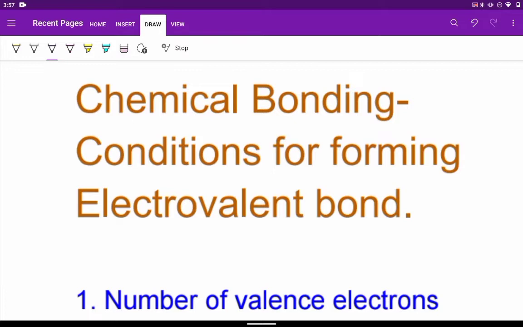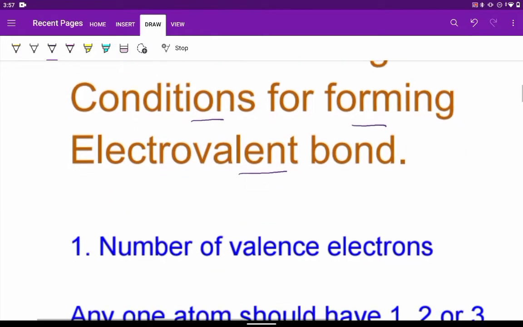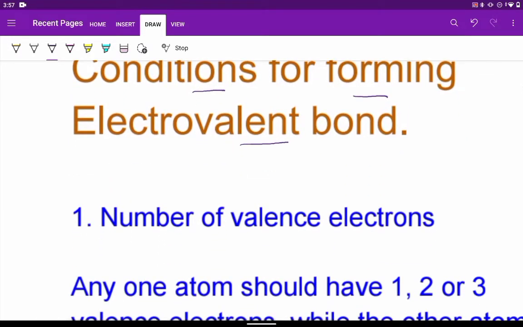Today we will be dealing with a portion of chemical bonding chapter which states the conditions for forming electrovalent bond. In our previous video, I have discussed about the electrovalent bond, how is it formed and its definition.